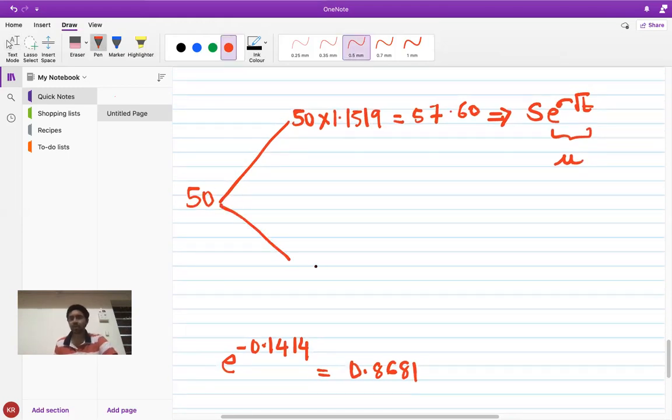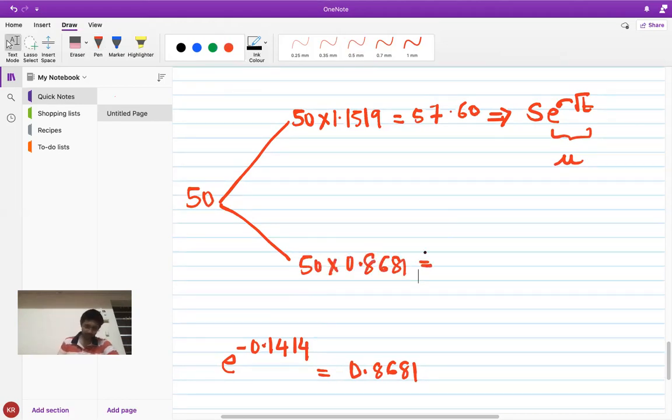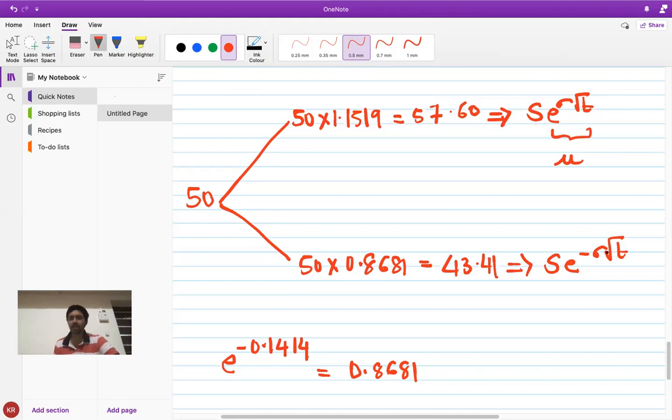So on the down node, you will have 50 into 0.8681, which is equal to about 43.41. And this is nothing but S into e power minus sigma root t.